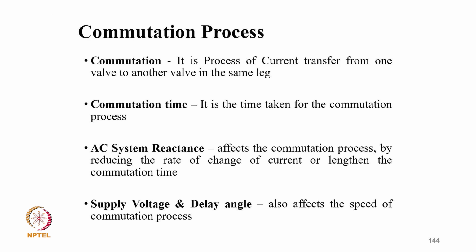Now coming to the commutation process. Commutation is the process of current transfer from one valve to another valve in the same leg, and commutation time is the time taken for the commutation process. AC system reactance affects the commutation process by reducing the rate of change of current, or lengthening the commutation time. And supply voltage and delay angle also affect the speed of the commutation process.